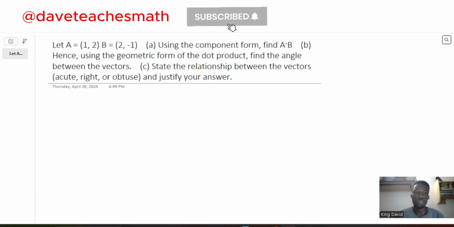So there's this question on the board which says: let A be equal to the components of 1 and 2, B be equal to the components of 2 and negative 1. A, using the component form, find A dot B. B, hence, using the geometric form of the dot product, find the angle between the vectors. And C, state the relationship between the vectors, acute, right, or obtuse, and justify your answer.